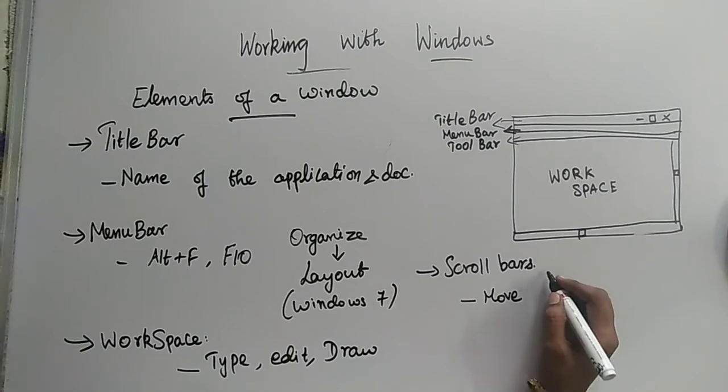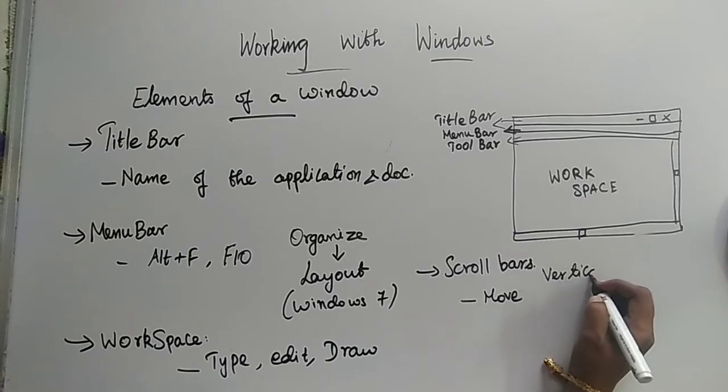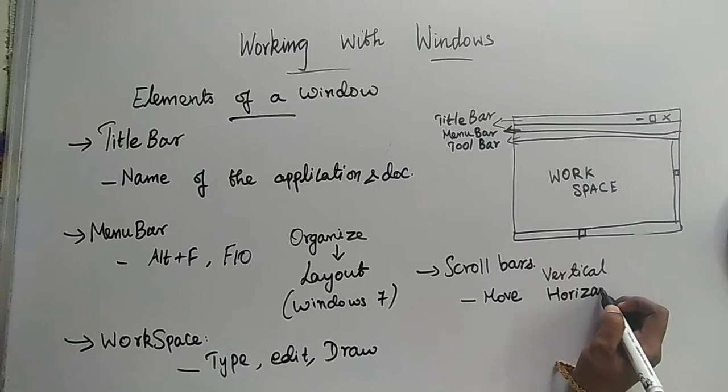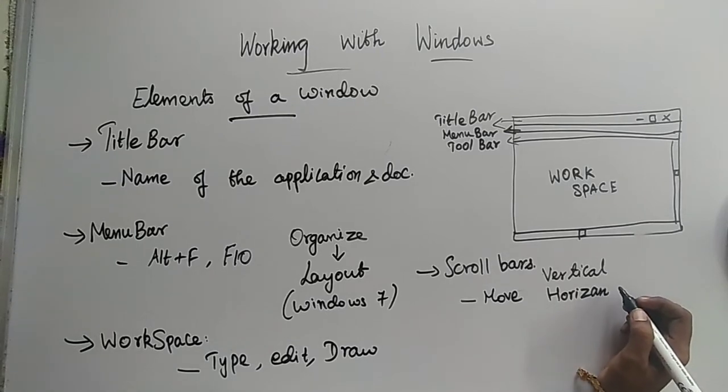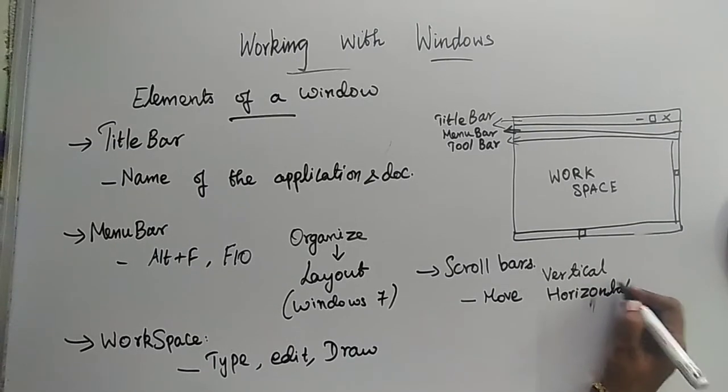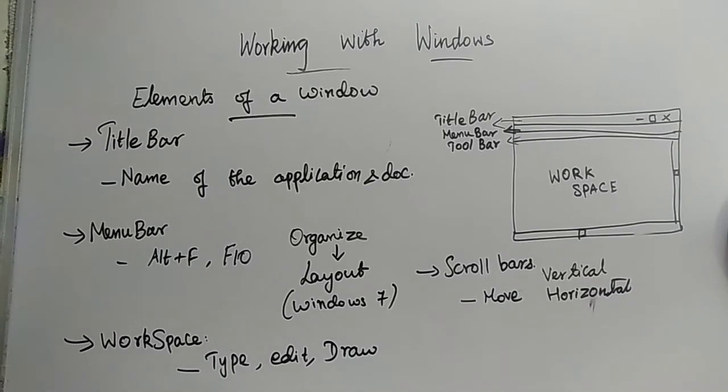Here you are having two types. The first one is your vertical scroll bar, and the next one is your horizontal scroll bar. So these are the two types of scroll bars that are available.